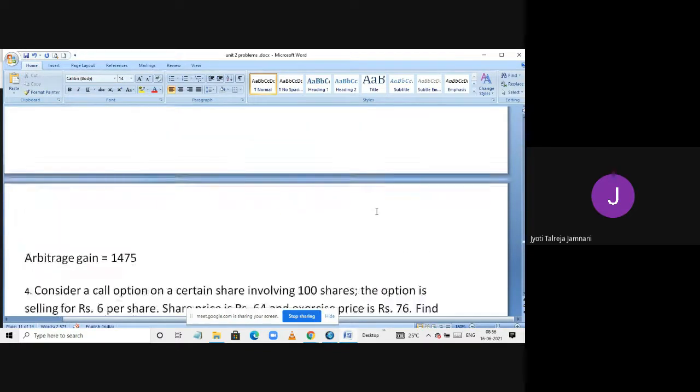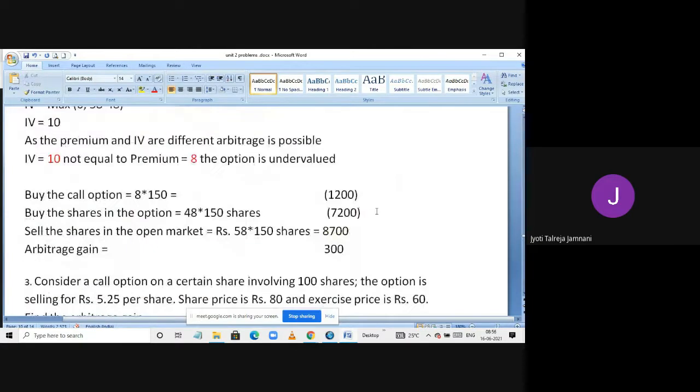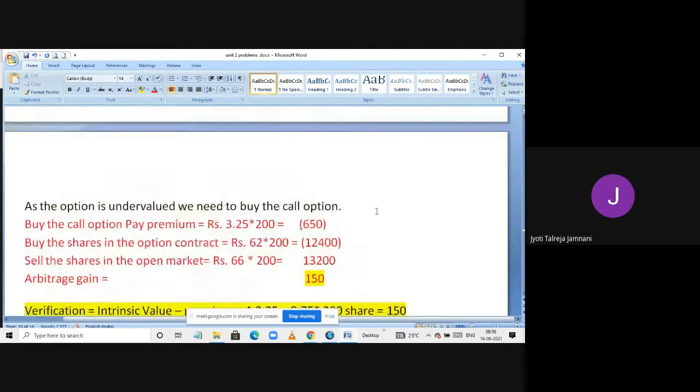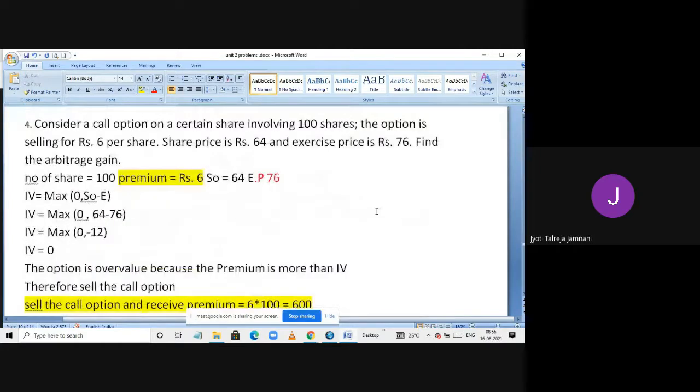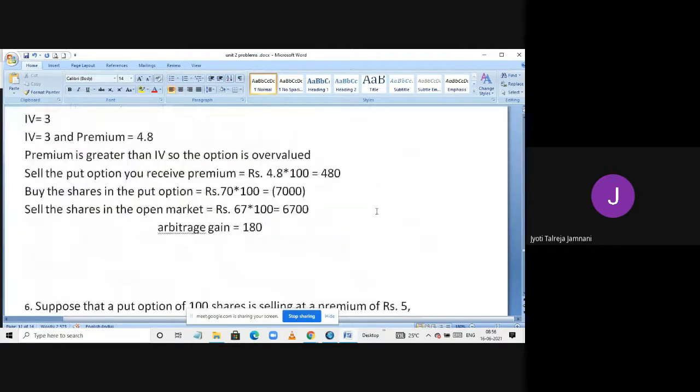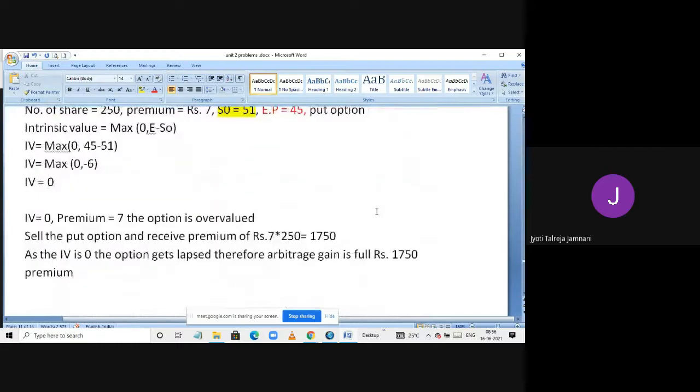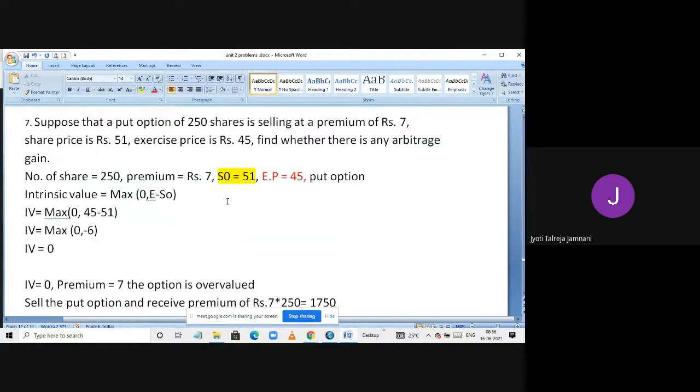Is that clear? I don't think any other problem had intrinsic value 0. That was the only one yesterday that we did. Any doubts, anybody? Whenever the intrinsic value is 0, what we should do? We should lapse the option. Lapse. Correct. Understood this? Any doubts? No, ma'am. Yesterday's correction also, I hope, was clear.